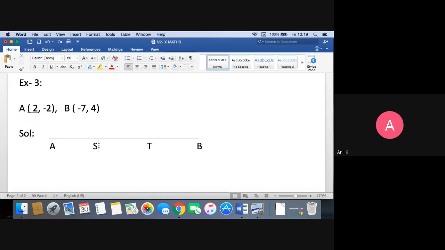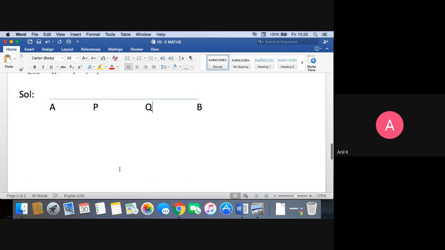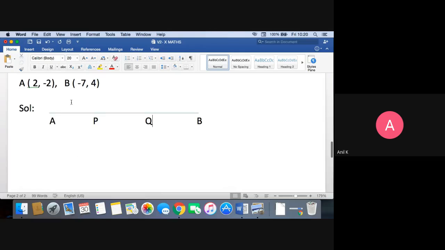If you want, you can use P and Q also, no problem. Instead of S and T, it will be P and Q. Easy because we are habituated with P and Q. Now, AP equals PQ equals QB. All the three parts are equal. Let me write here: AP equals PQ equals QB. Now, can you tell me what is the ratio of AP is to PB?